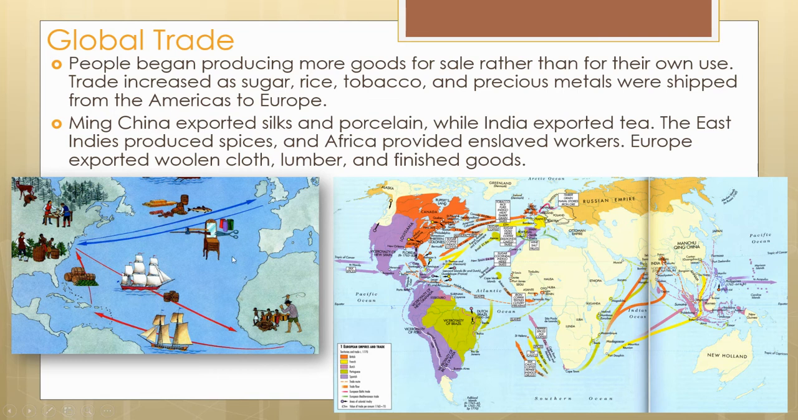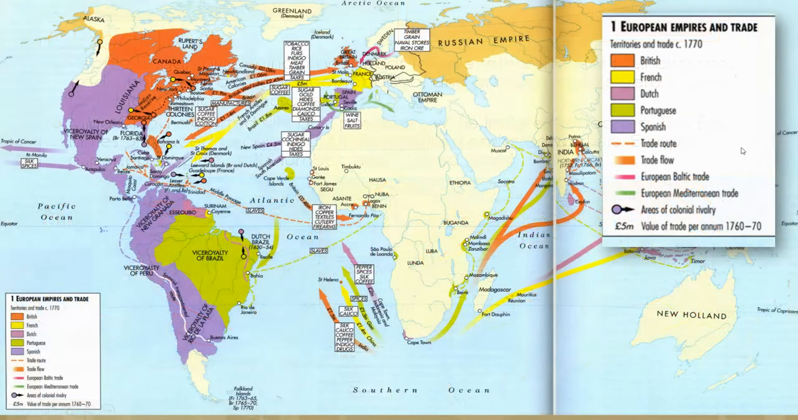Here's another map of the triangular trade. But one of the things we didn't focus on so much in class is all the trade that was also going on in the East. And here's a good map of pretty much everything going on at that time. And the main players were the British, the French, the Dutch, the Portuguese, and the Spanish.